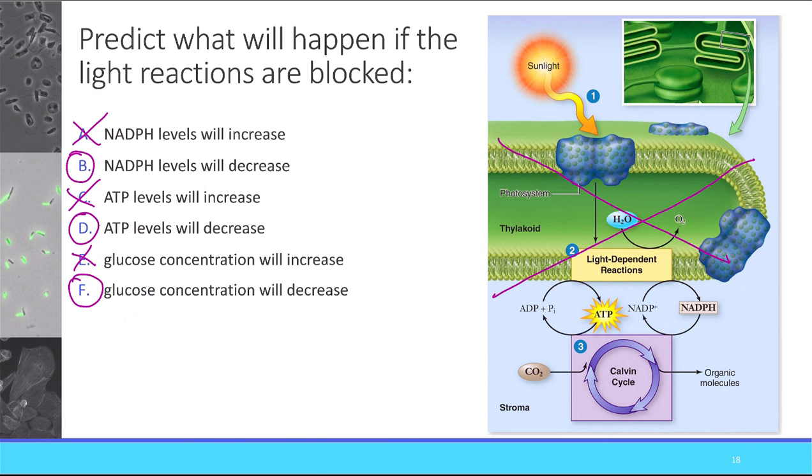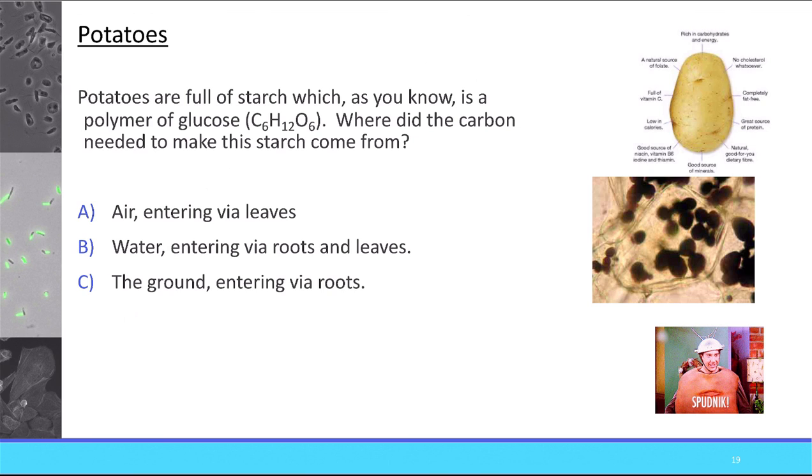So the last two questions are ones that we have seen. So during day one of photosynthesis, I started our lecture with these two questions, and I wanted to see if your answers change. So let's go back to our potato question. So potatoes are full of starch, which is a polymer of glucose. And knowing what we know now about photosynthesis, where did the carbon come from to make this starch? It came from the air. And more specifically, it came from CO2.